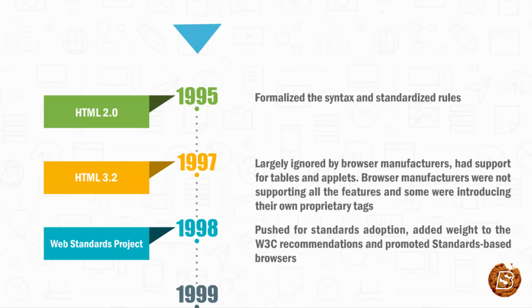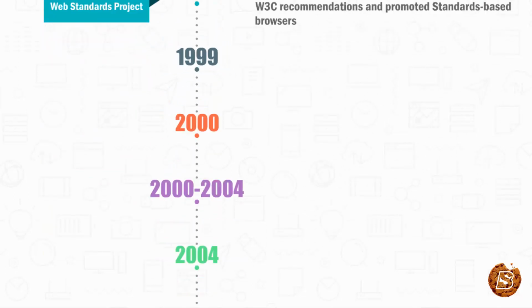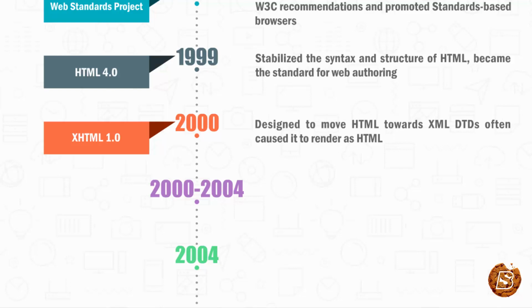and promoted standards-based browsers. In 1999, this led to HTML 4.0, which stabilized the syntax and structure of HTML, and it became the standard for web authoring. In the year 2000, XHTML version 1.0 was drafted, and it was designed to move HTML towards XML document type definitions, but this often caused it to render as HTML even if they were of type XHTML.